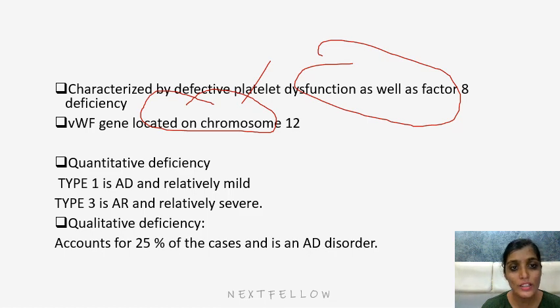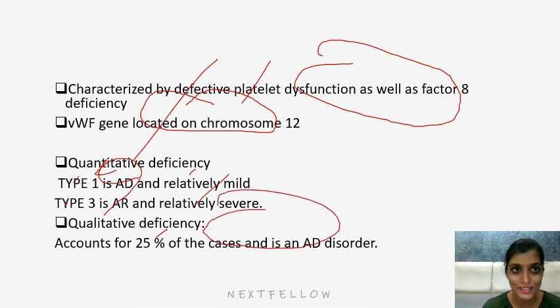There are two types: it causes either quantitative deficiency or qualitative deficiency. Quantitative deficiency is type 1 and type 3, and qualitative deficiency is type 2, right? Type 1 is autosomal dominant and relatively mild. Type 3 is autosomal recessive and causes severe disease. Qualitative deficiency is type 2, which accounts for 25% of the cases of von Willebrand disease, and it is an autosomal dominant disorder.